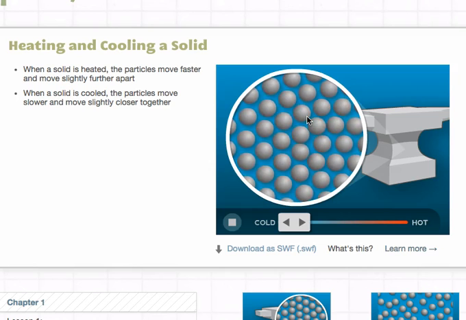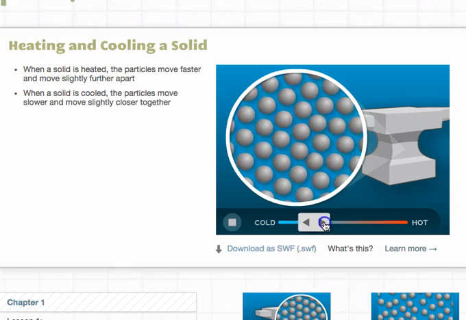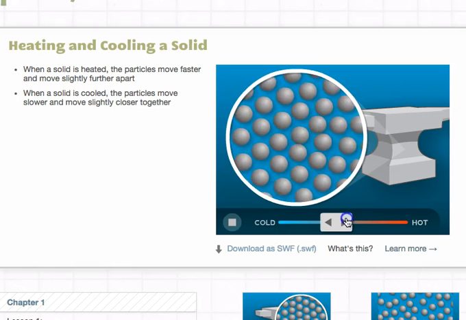All right, so you've answered question number 1. Now number 2 says, what is the difference between the molecular motion of a solid at a high temperature and the same solid at a lower temperature? So what I'm going to do down here is raise the temperature. So watch what happens as the temperature goes up. What's happened to the molecules?